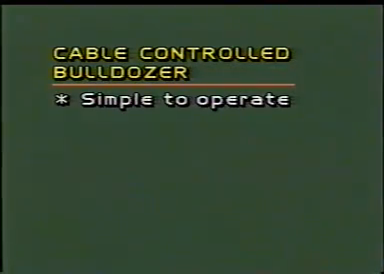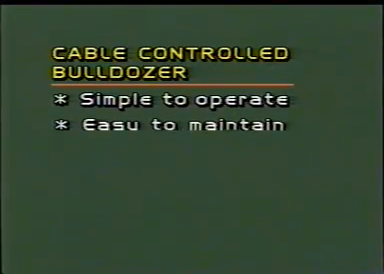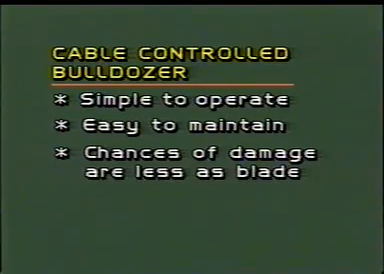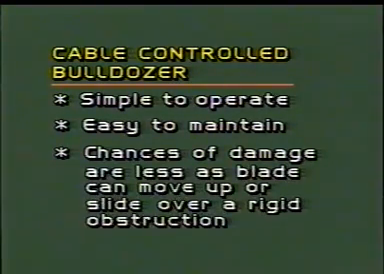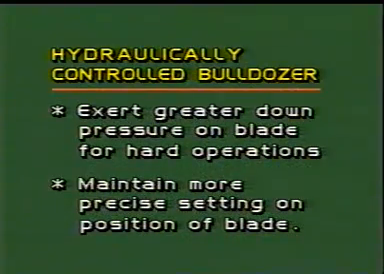Advantages: cable controlled bulldozer is simple to operate, easy to maintain, and chances of damage are less as blade can move up or side over a rigid obstruction. Hydraulically controlled bulldozer exerts greater down pressure on blade for hard operations and maintains more precise setting on position of blade.